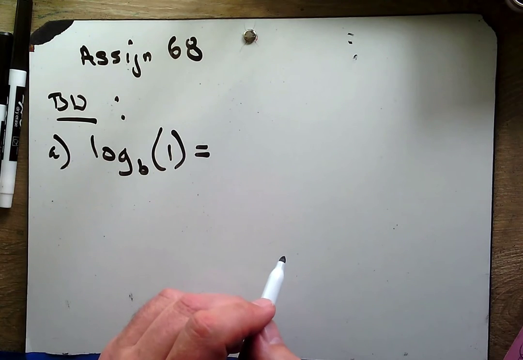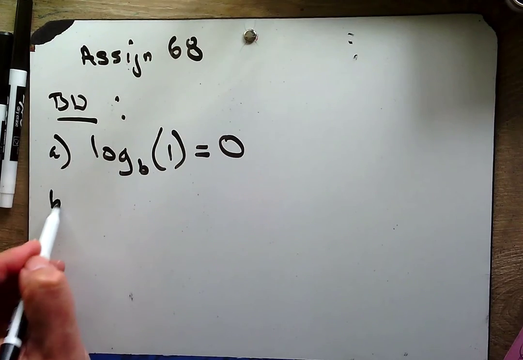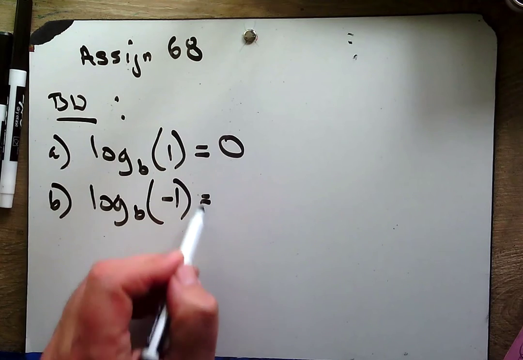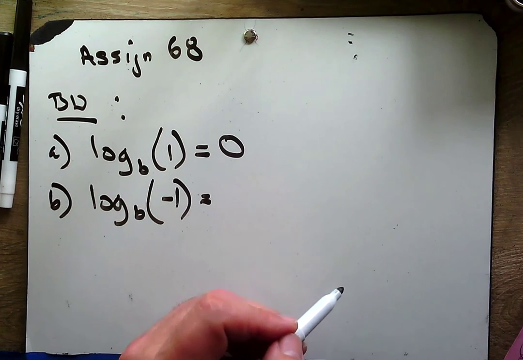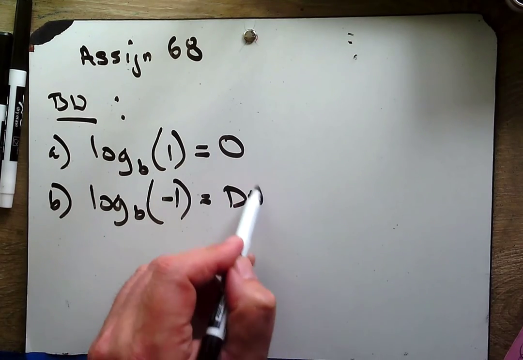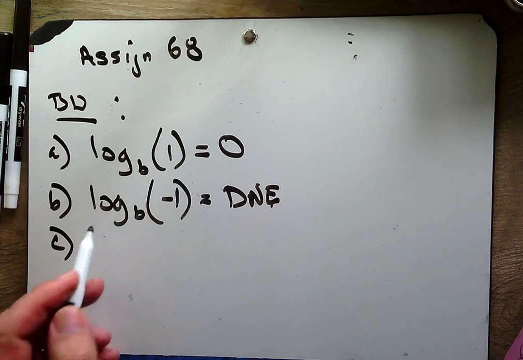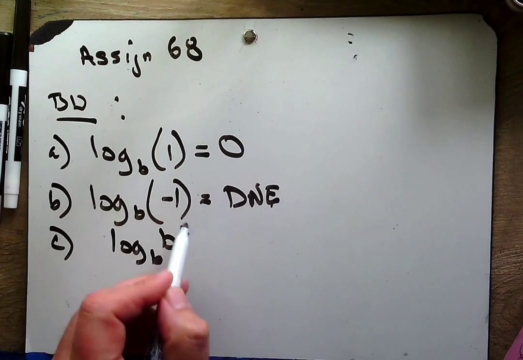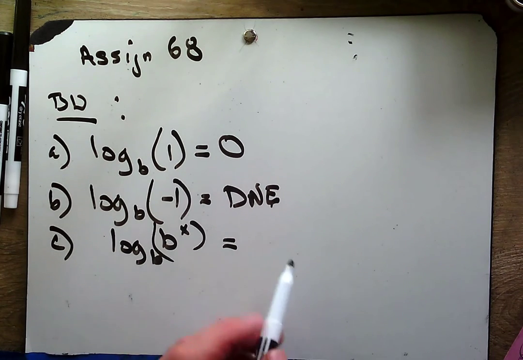And what about log base B of negative 1? That doesn't exist. I can't take the log of a negative number or 0. C, how about log base B of B to the x?